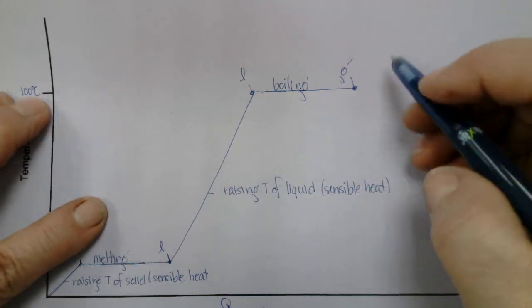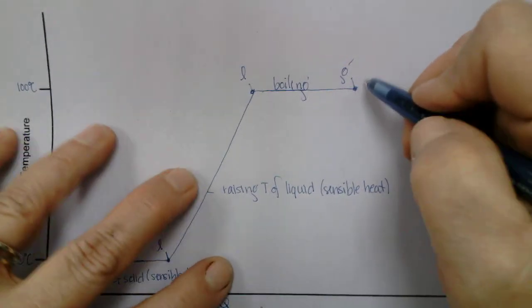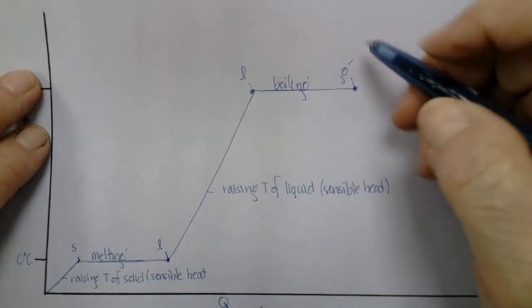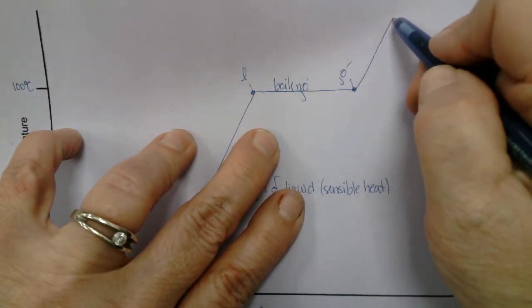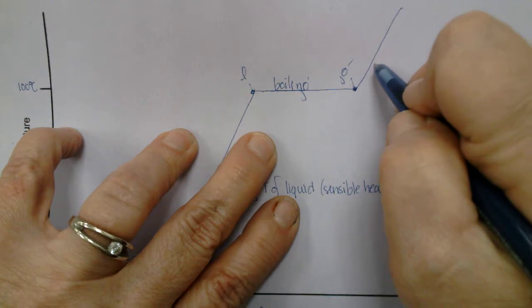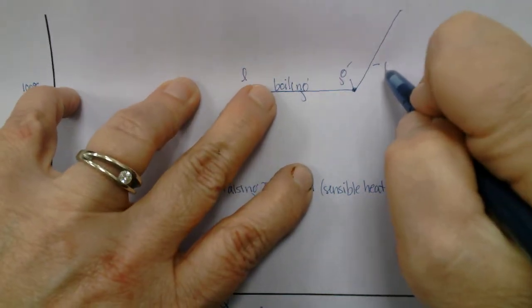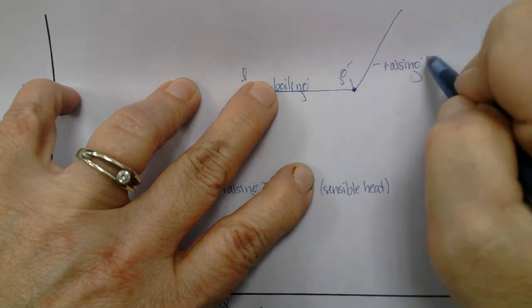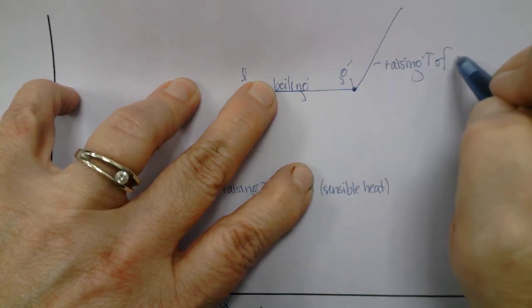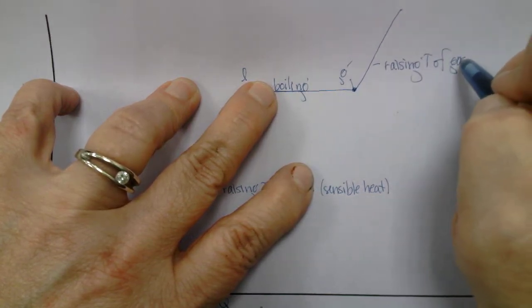And then when I'm all done turning it to gas, if I still have the gas, it's not just gone into the environment, then I can raise the temperature of the gas. So again, at this point, if I'm raising the temperature, what kind of heat is that called? It is, again, sensible heat.